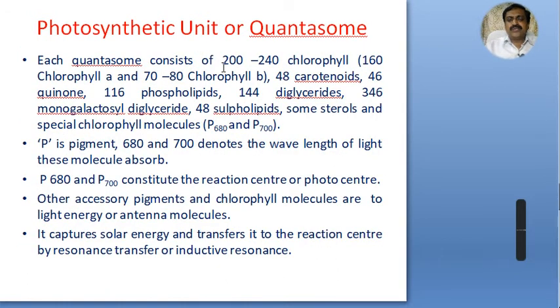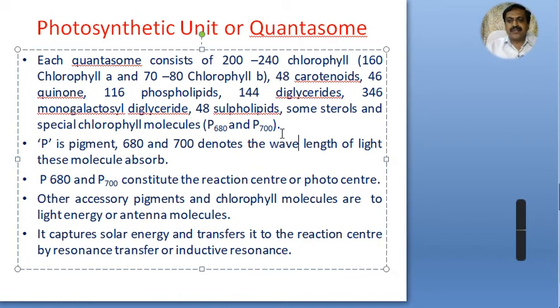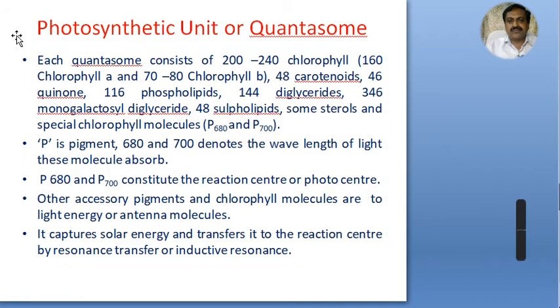Each quantasome consists of about 200 to 240 chlorophylls, 48 carotenoids, 46 quinones, 116 phospholipids, 144 diglycerides, 346 monogalactosyl diglycerides, 48 sulfolipids, some sterols, and special chlorophyll molecules, that is, reaction centers P680 and P700 accordingly. That is the composition of a quantasome.